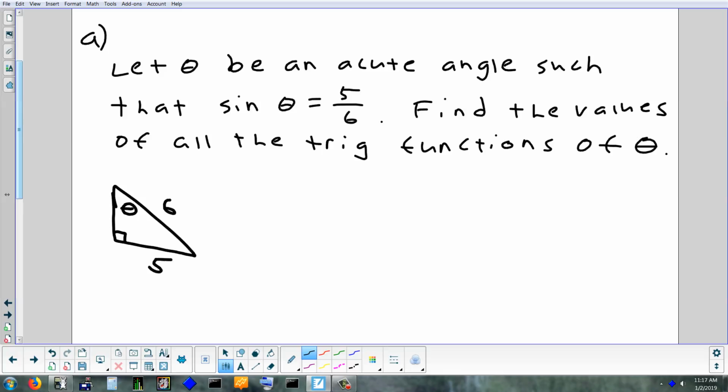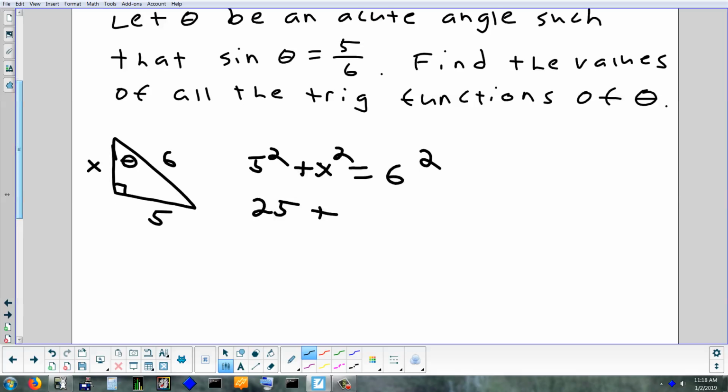So the side, Emma, the side that I'm missing here is the what? Adjacent. Adjacent, so I need to find that. So you can call it whatever you want. I just call it x. And Robin, how am I going to solve for x? The a squared plus b squared equals c squared. Yep. You're going to plug in for either a squared or b squared. It doesn't matter. Can you set that equation up for me? 5 squared plus x squared equals 6 squared.